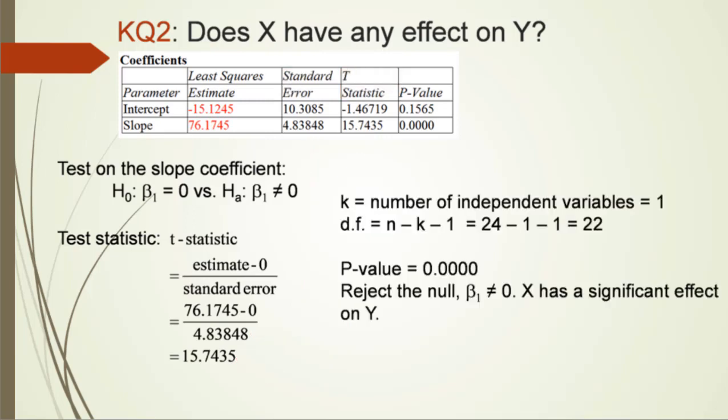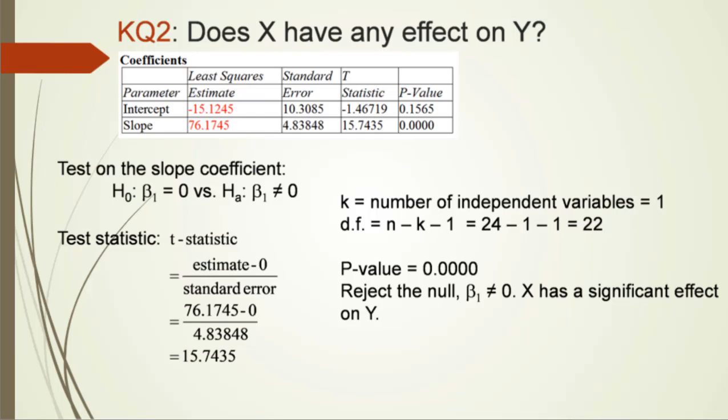To carry out this hypothesis test, we would also need to find the degrees of freedom for this t-test. The degrees of freedom would be sample size n minus k minus 1. K here represents the number of independent variables in the model. We only have one x in the model, so k is 1. The degree of freedom is 22.